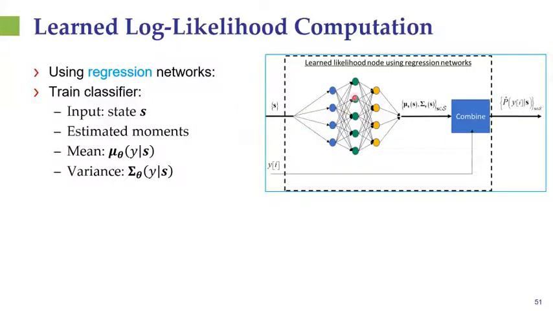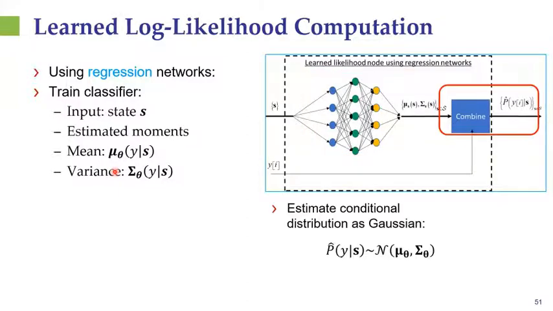Alternatively, we can also use regression networks. Namely here, our input to the network is the combination of channel inputs, namely the state. And the output are the estimated first and second order statistical moments of the channel output given those pairs. So this does not explicitly estimate the conditional distribution. It estimates the first and second order statistical moments of this conditional distribution. And then once we have these quantities, we can just estimate the conditional distribution as Gaussian.